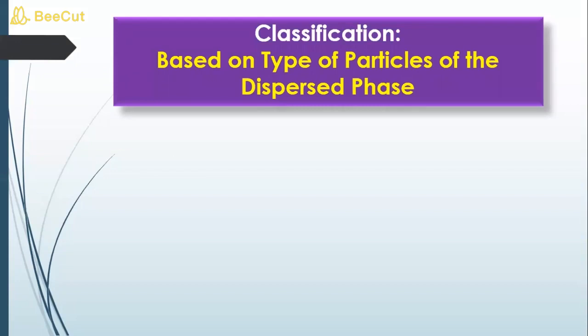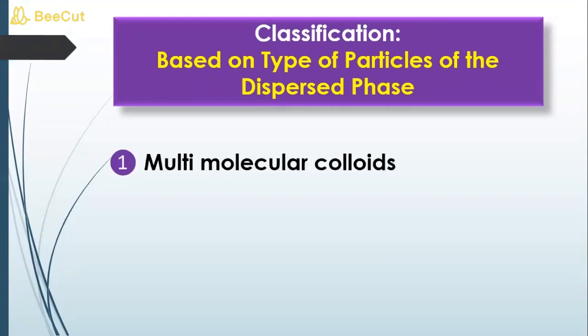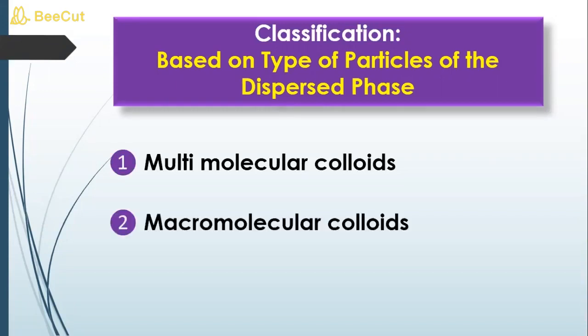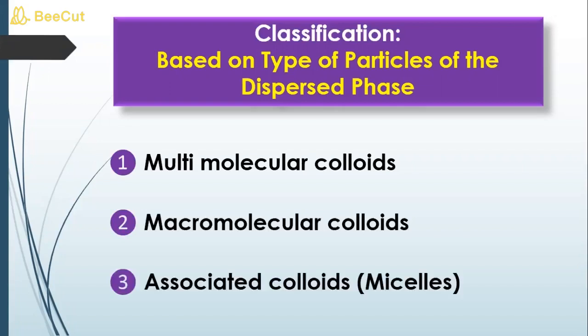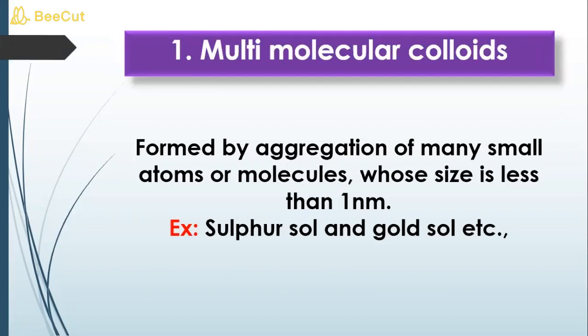Number one is multi-molecular colloids. The second one is macromolecular colloids. The third one is associated colloid or micelles. Let us check what a multi-molecular colloid is.